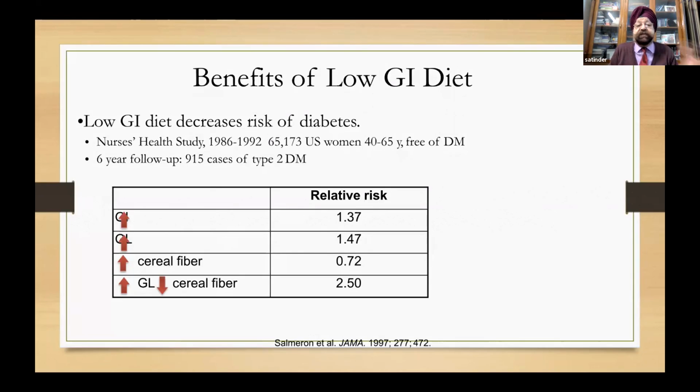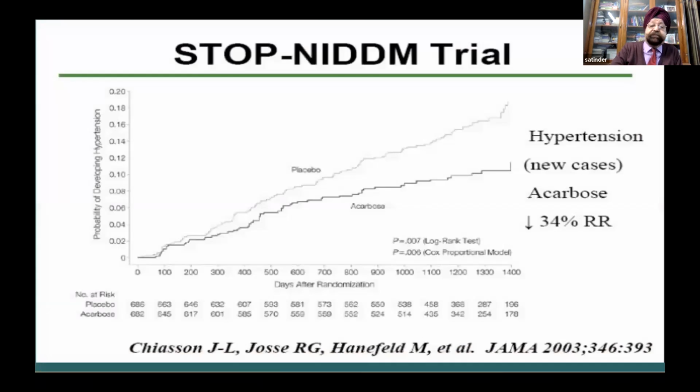That means there was a 37% relative risk increase with GI. With the glycemic load, which was high, the relative risk increased by 47%. And if the cereal fibers were increased, the relative risk was reduced by 38%. And if both the things were bad, an increased glycemic load and a low cereal fiber, then things were very bad. The relative risk increased by almost 150%.